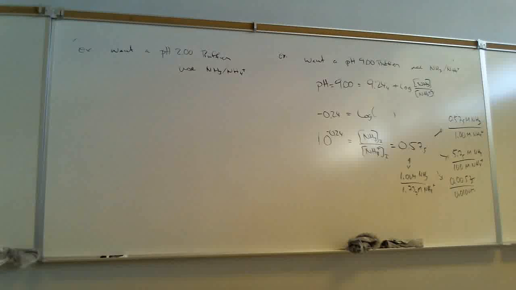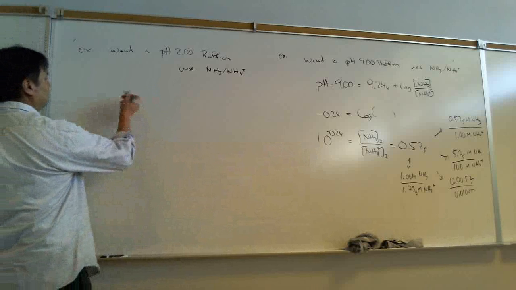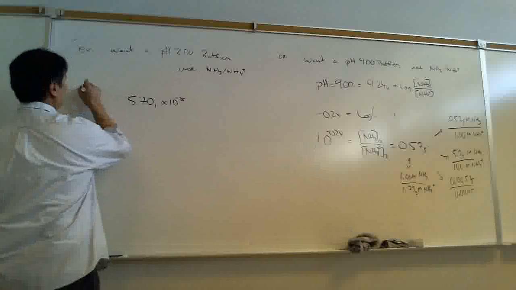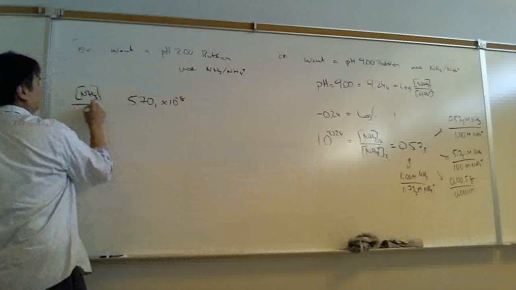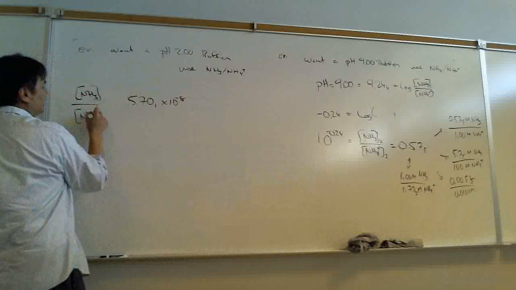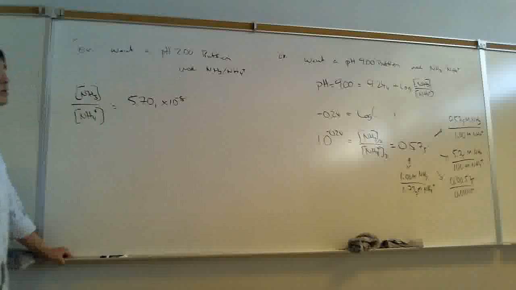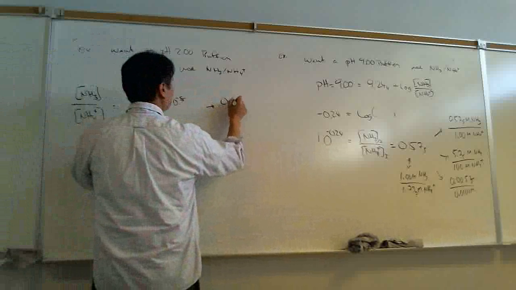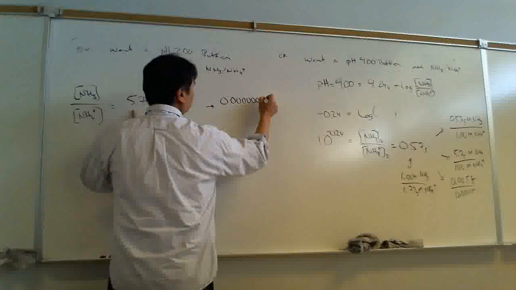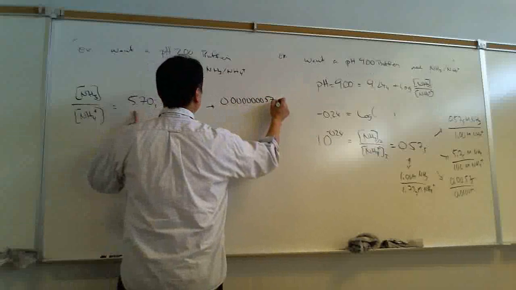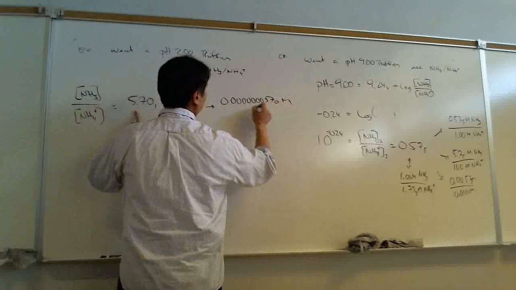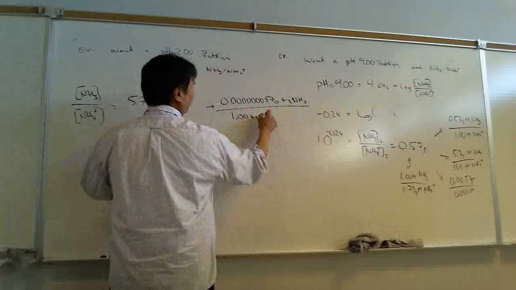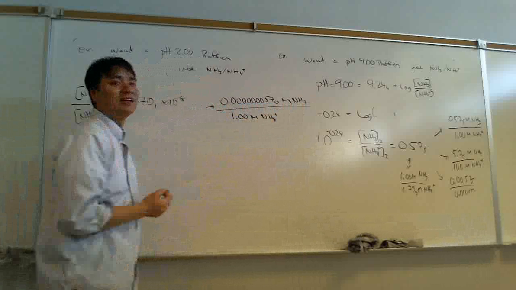It's 5.701 times 10 to the negative 8, NH3 over NH4. All right, the base to acid ratio comes out to 5.701 times 10 to the minus 8, which means that we need 0.1234567 ammonia. Something like that.